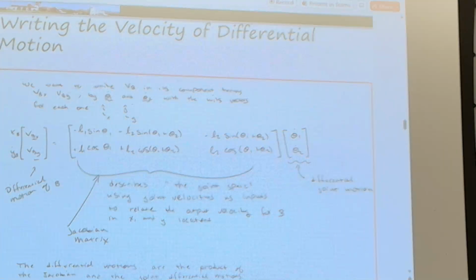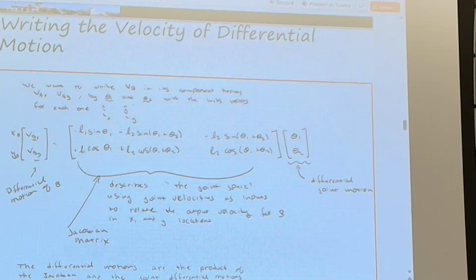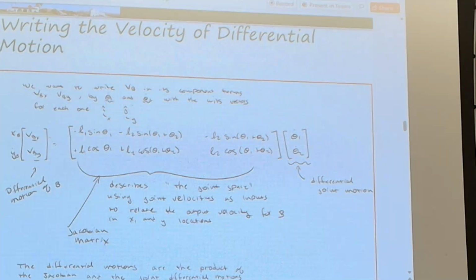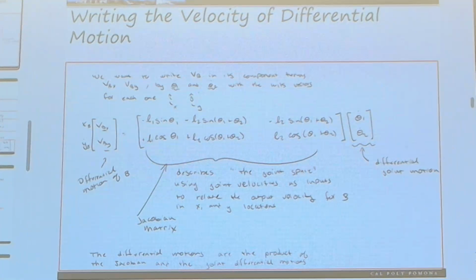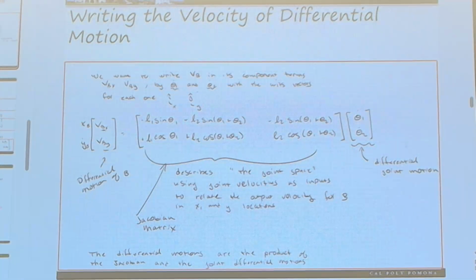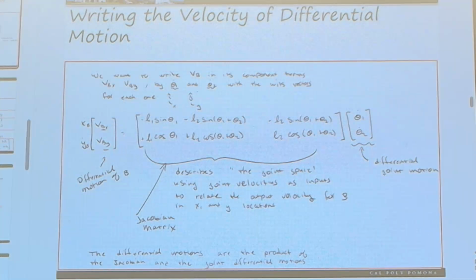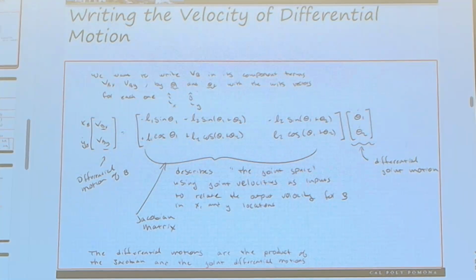Go back to here, you can also see. Does it start to make sense now? So at any point in time, because these thetas are changing, this Jacobian is changing. It's not a constant matrix, like the transforms were constant. We go from here to here, it's constant. Jacobians are not constant. What is constant is the expressions that compute the Jacobians.